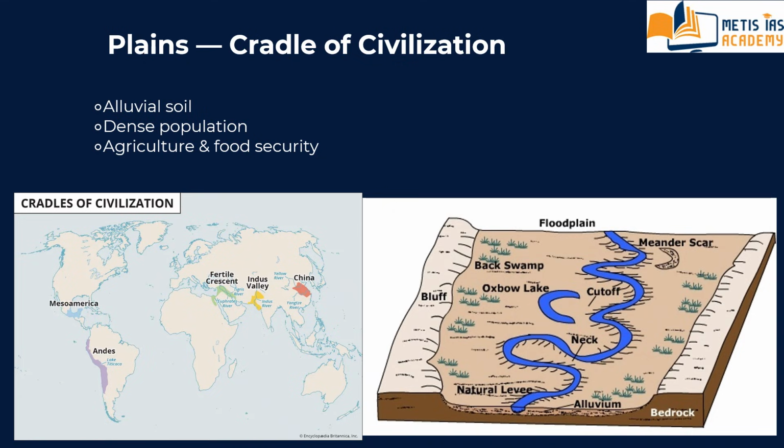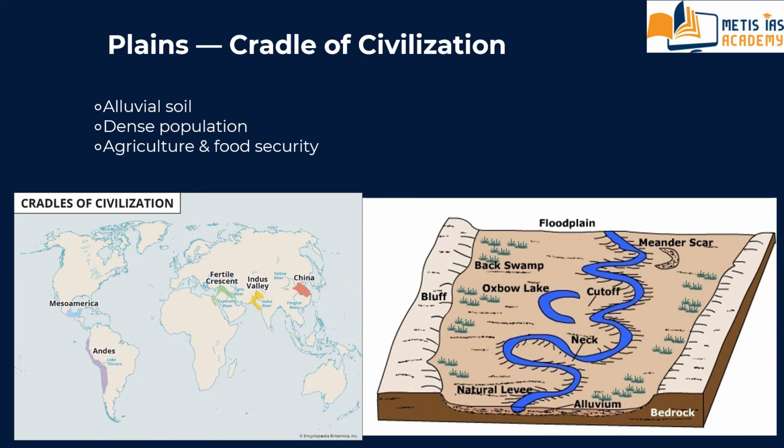And what is the importance of plains? Plains are ideal for agriculture and settlement, building infrastructure, and transport networks. Because soils are fertile and terrain is level, they are densely populated. UPSC asks reasons behind the population concentration in plains. These are the things supporting population concentration in the plains.